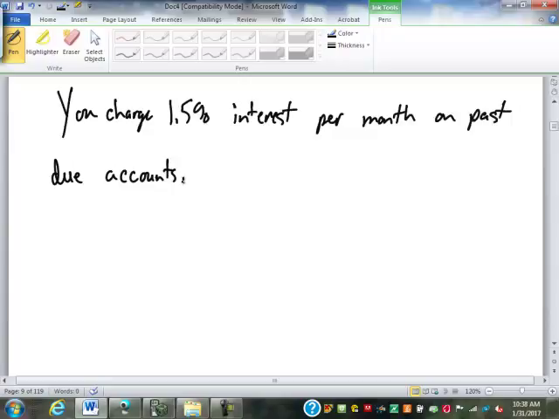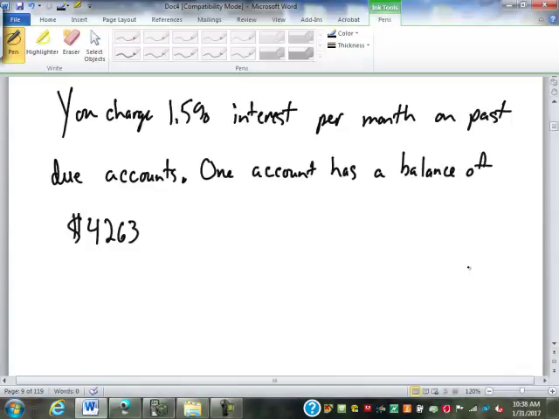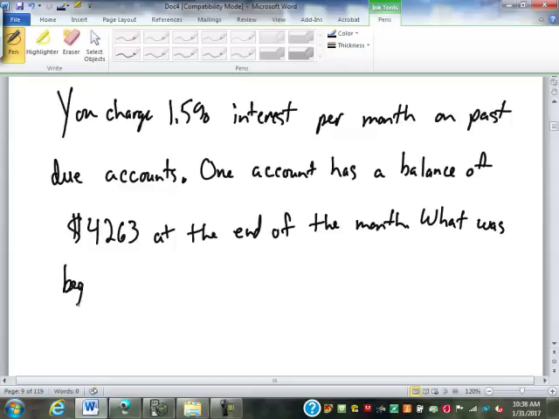So on past due accounts, one account has a balance of $4,263 at the end of the month. What was the beginning balance? It was the beginning of the month. See what you come up with there.